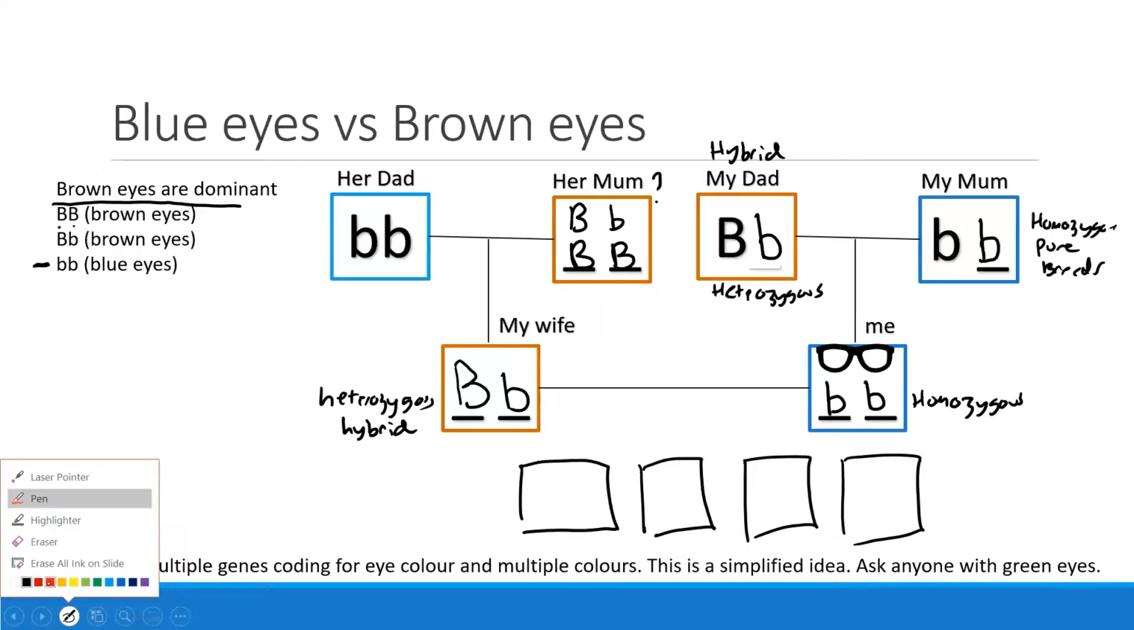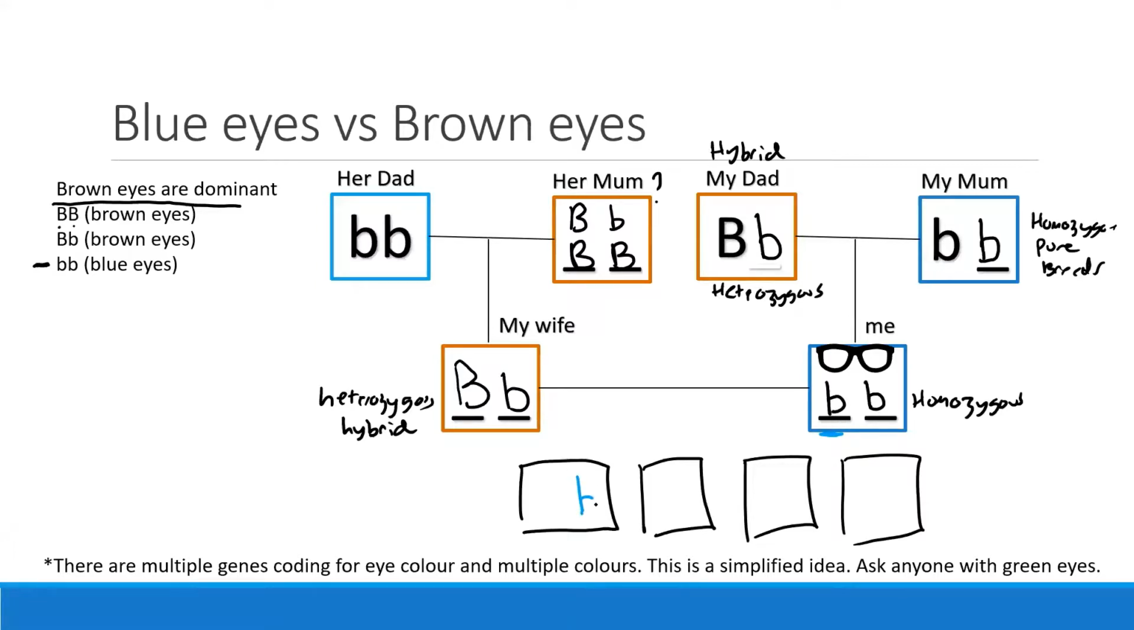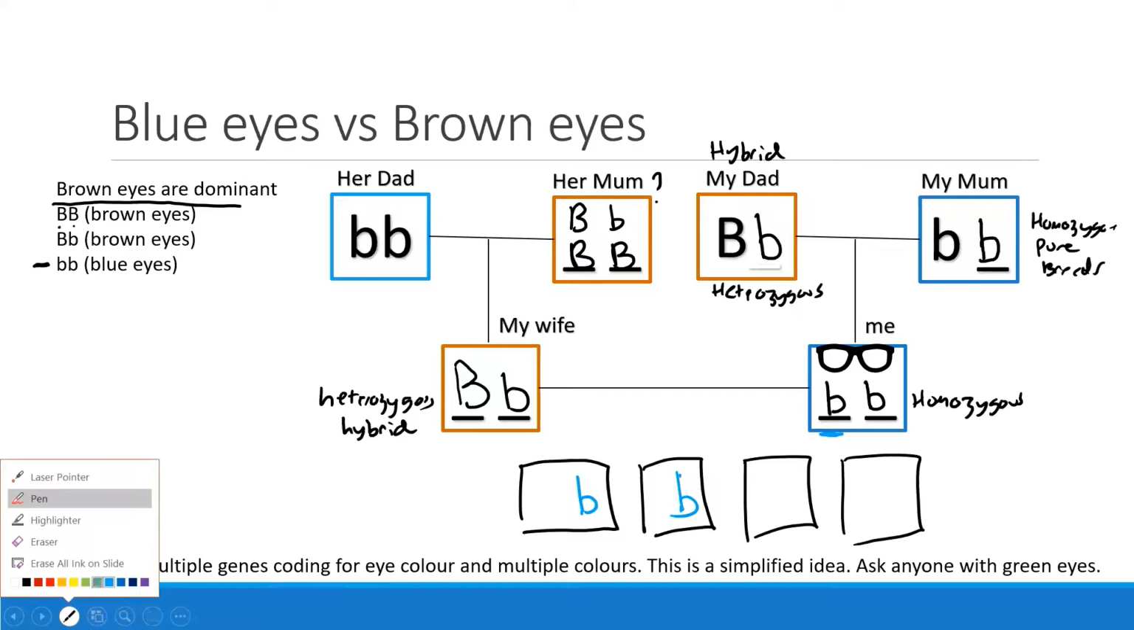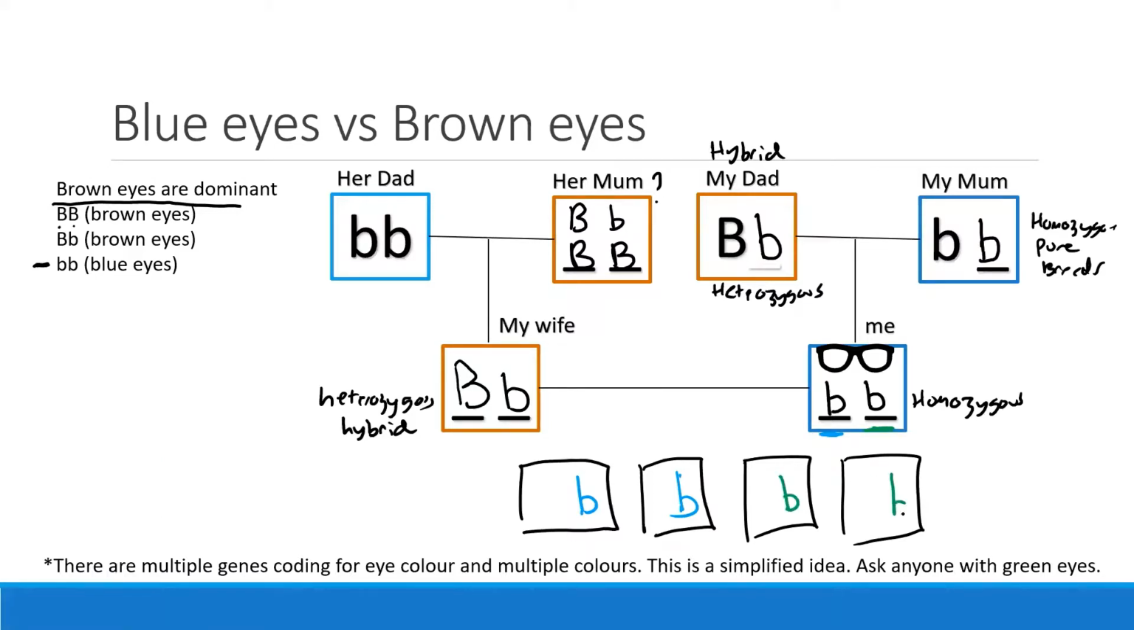So here's the trick, right? No matter which gene I give, if I give this front gene, then I can give a lowercase b. Or if I give the back gene, I could give a lowercase b. It doesn't matter which one of those genes I'm going to give. I'm going to give a recessive gene.